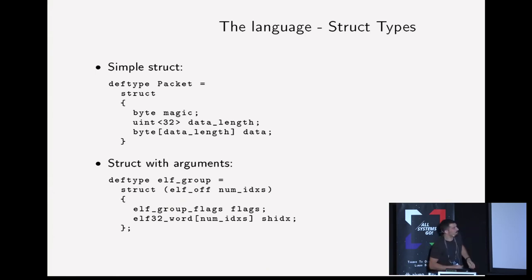Also, though this is not implemented yet, you can pass arguments to the structs, because a struct is also a closure in POC. You know, you can actually also define variables inside of it and functions. You can pass arguments, which sometimes is useful.